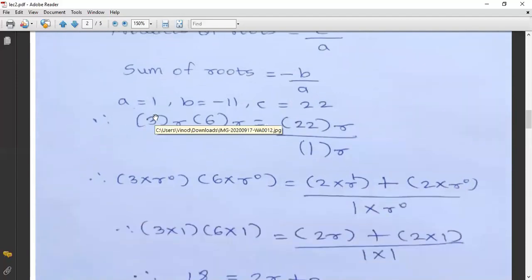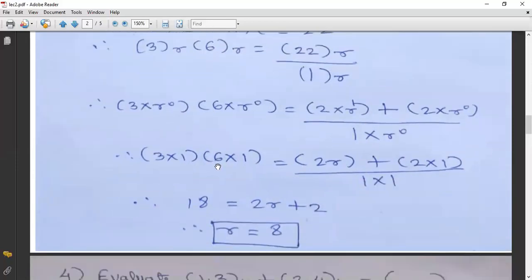So we will write the place values for these two numbers. The place value for 3 is r raised to 0 and the place value for 6 is r raised to 0. So 3 into r raised to 0 into 6 into r raised to 0, because we are going to perform a product of these two roots. Now, equal to, same thing, we are going to multiply 2 into r raised to 1 plus 2 into r raised to 0, divided by 1 into r raised to 0.